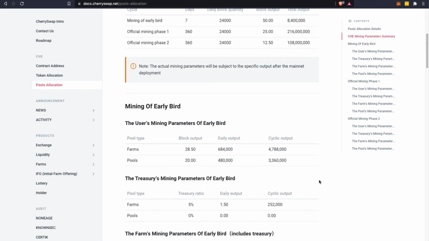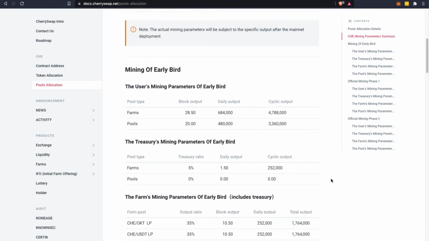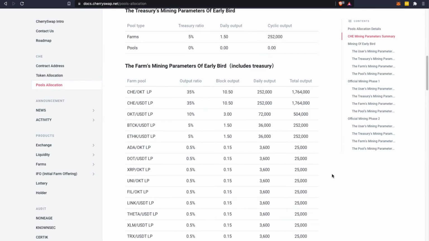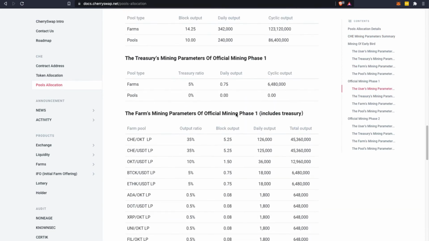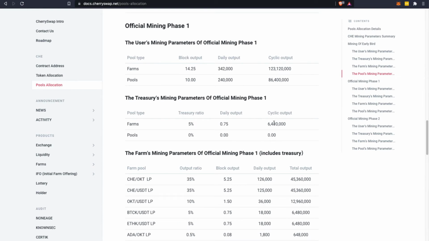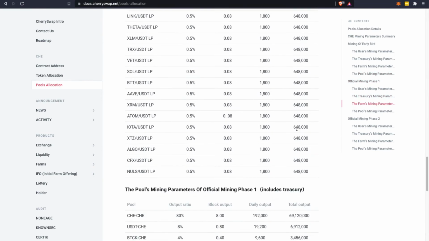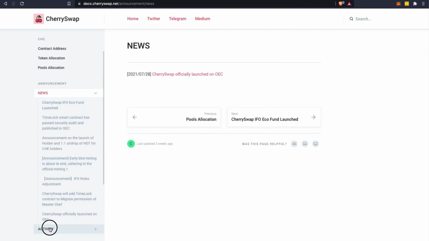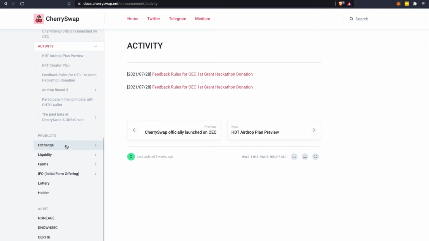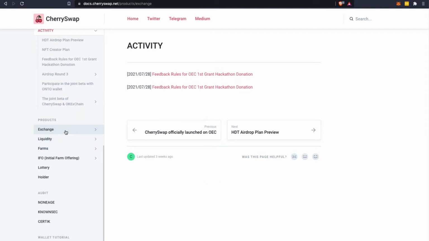They have all this information here for the early birds, but right now we are already past the early bird stage and they have gone into this phase 1. So this is the data that you should be looking at. So their news, their activities, and let us quickly go through their products.